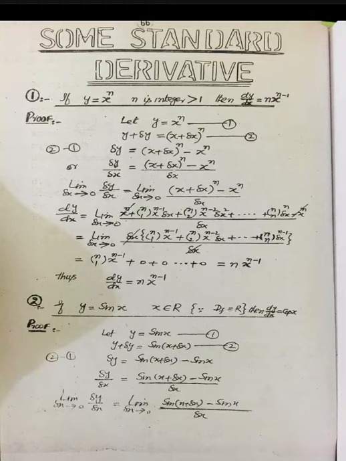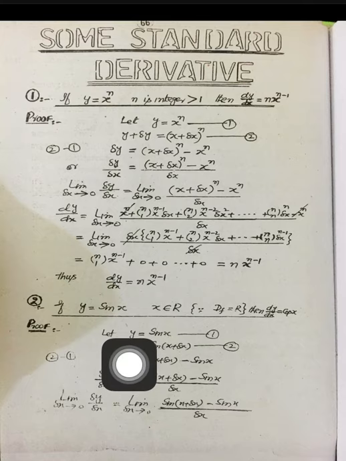So here I come up with the next question, that is y equals sine x, where x belongs to real numbers and the domain of f is the real numbers. Then dy over dx equals cos of x. That means the derivative of sine x is cos x. What we have to do is prove that the derivative of this function is cos of x.